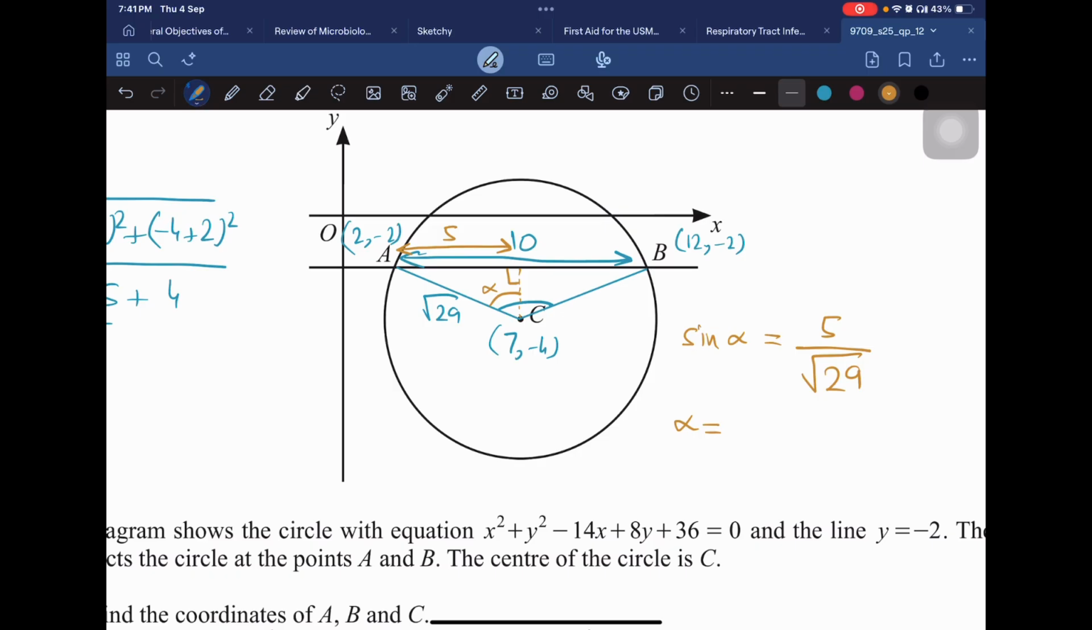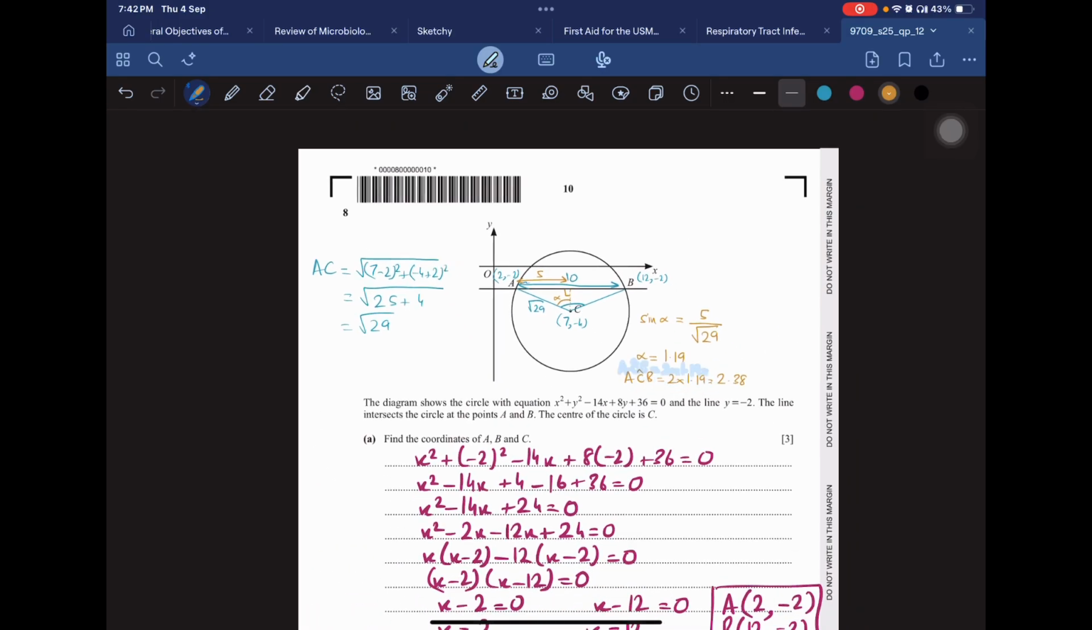It's coming as 1.19. So angle ACB will be 2 times 1.19, which is 2.38. You need to do this over here, obviously.